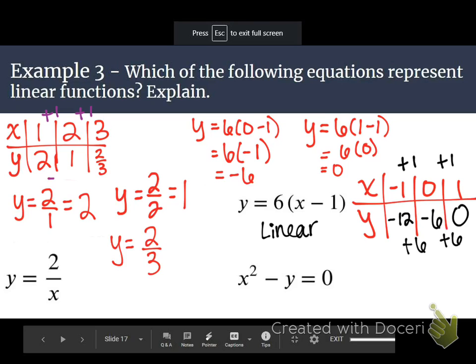But on the bottom we subtracted 1, and then we subtracted like 1/3. We subtracted a fraction. Either way, we should be able to tell that this is going to be non-linear.